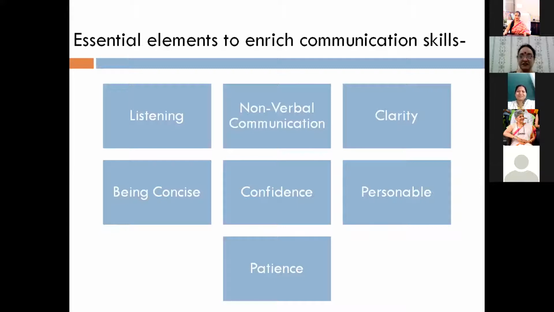Yes, once I asked my daughter when she was at DPS in class 9th, how's your English teacher? We've employed her. So she said, she's very good, but I didn't understand anything. I said, then how is she good? She said, she was very fast in her communication.